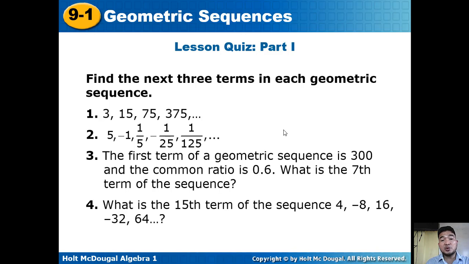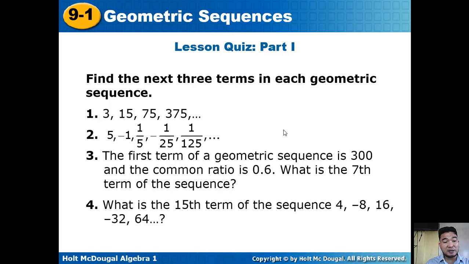Okay, so we have here a lesson quiz, part 1. If you want to answer this, or I will actually be requiring you to answer this in your lecture notebook, just pause this video and then while you are solving, and then after solving, just continue to check whether your answer is right or wrong. So this is just a practice exercise. Find the next 3 terms in each geometric sequence.